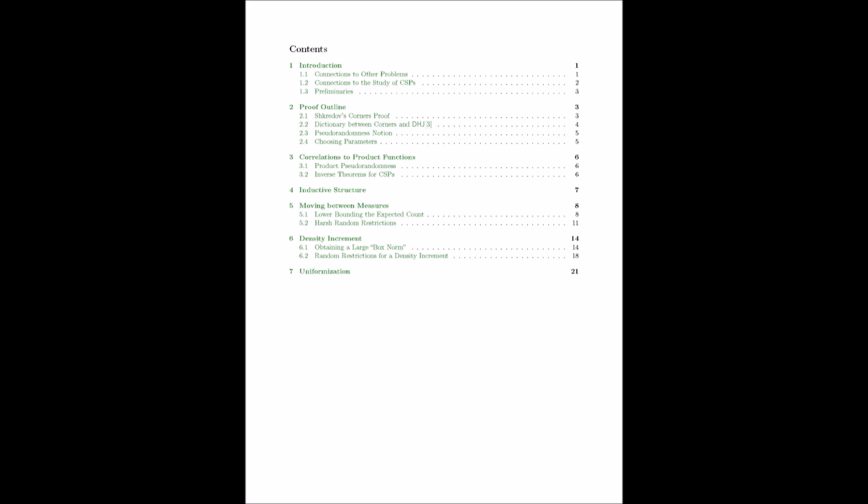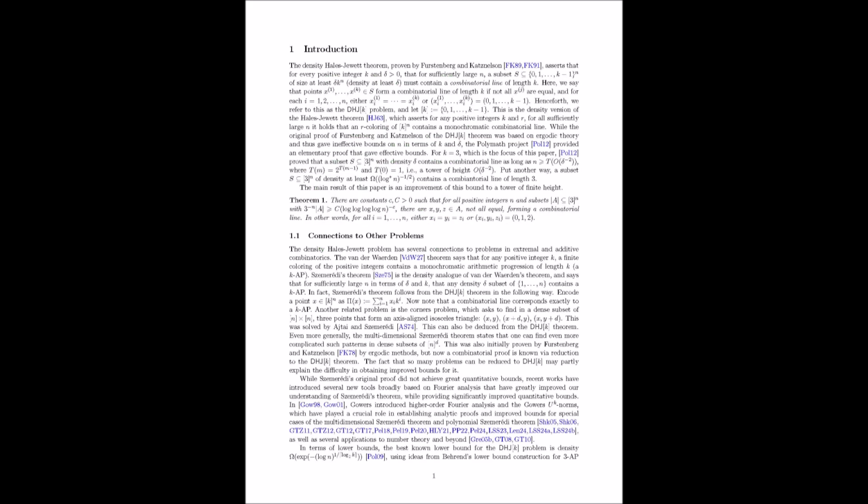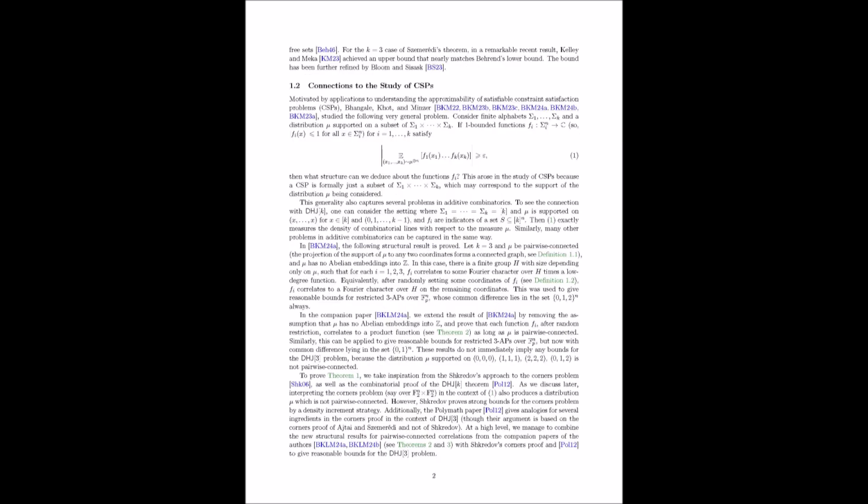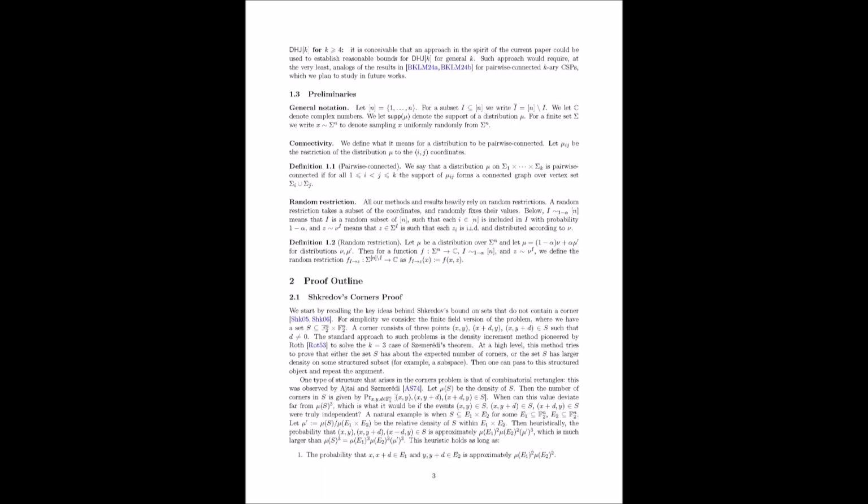This is a critical turning point because it sets the stage for the density increment argument. Okay, so now they've linked the absence of combinatorial lines to a specific type of correlation. I'm ready to see how they use this to actually increase the density. What happens next? In section 5.2, they introduce a technique called harsh random restrictions.